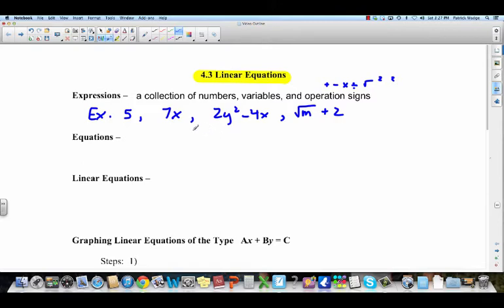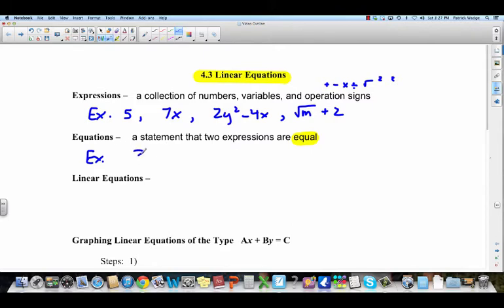Now, what do those things not have? They do not have an equal sign. That's what makes an equation an equation. It's a statement that two expressions are equal. So you're going to see an equal sign in an equation. Basically, what you do is you take any two expressions and make them equal to each other, and you've got an equation.